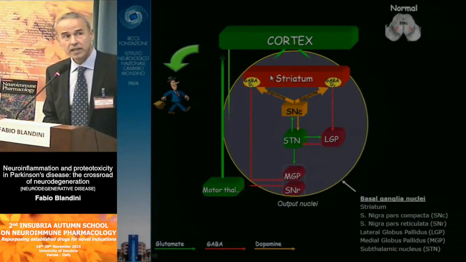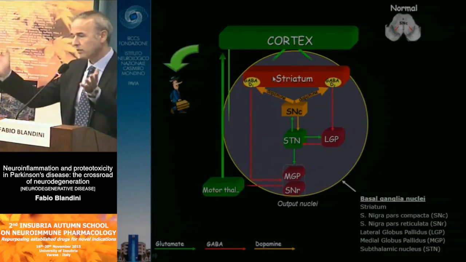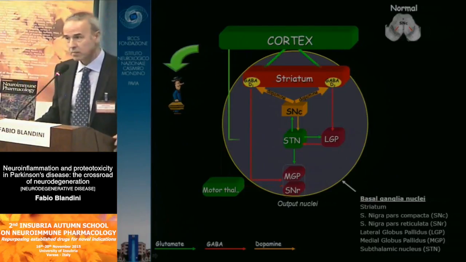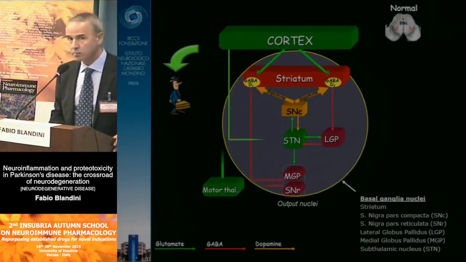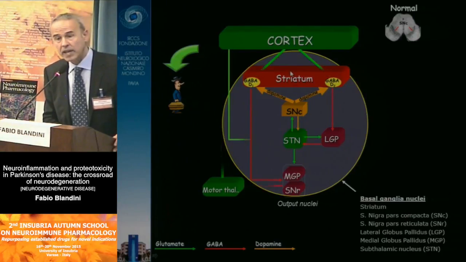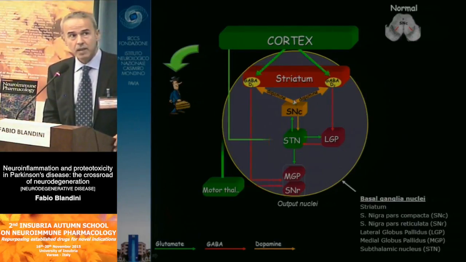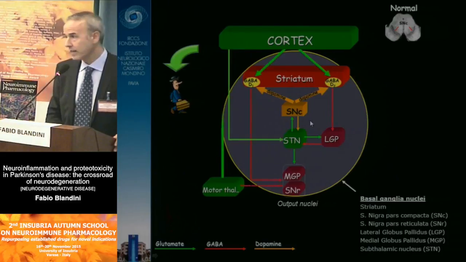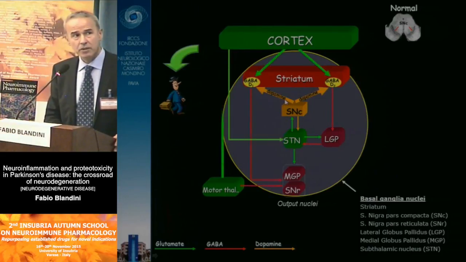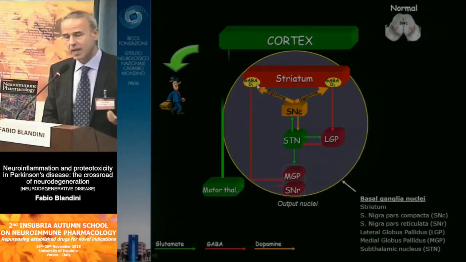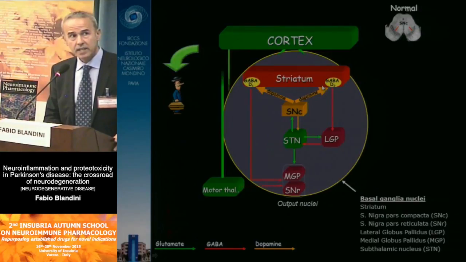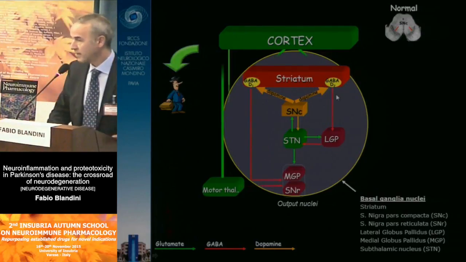The striatum, you can think of as a sort of funnel, which is getting all the sensory motor inputs coming from the cortex, which are required to start the movement, and is conveying these inputs through the circuit. This is the substantia nigra pars compacta, which keeps the striatum under control through the dopaminergic efferents, which impact on subpopulations of striatal neurons expressing D1 or D2 receptors.